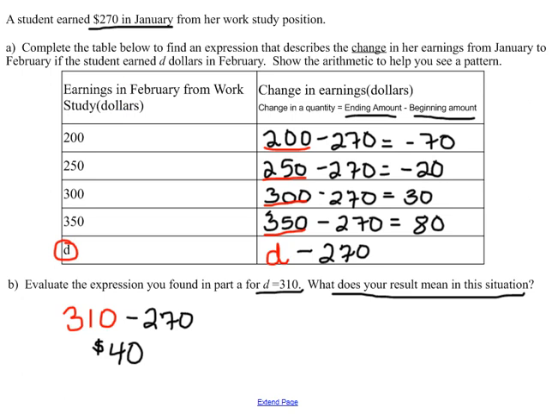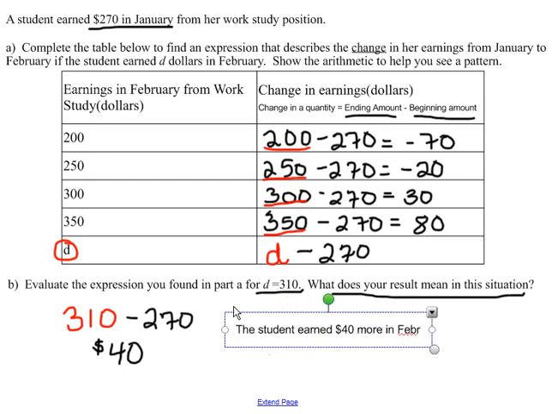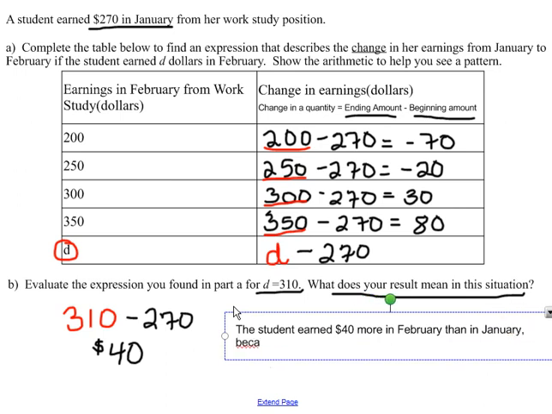So we could put that together in a little sentence here. The student earned $40 more in February than in January. And we could say because her earnings changed by $40. And that finishes up all the parts that the question is asking for us.